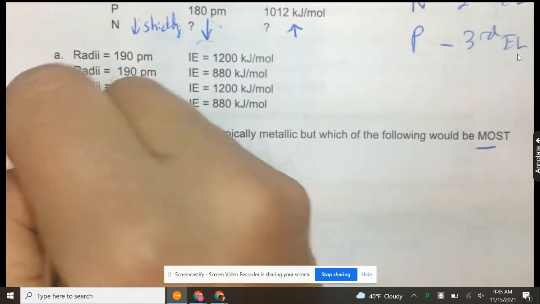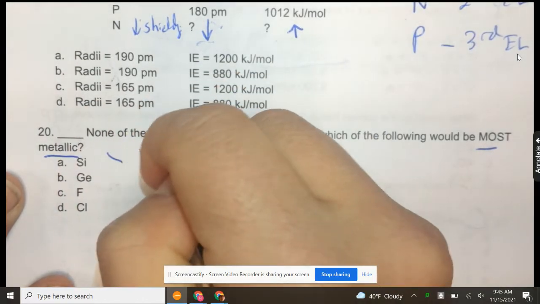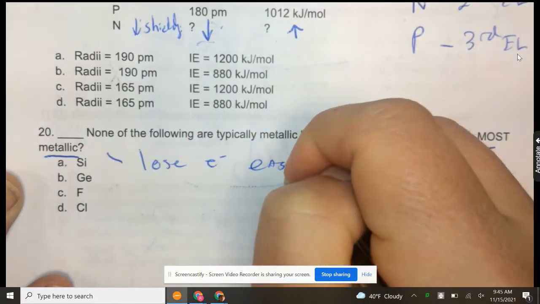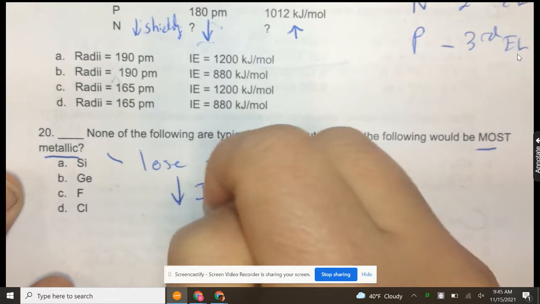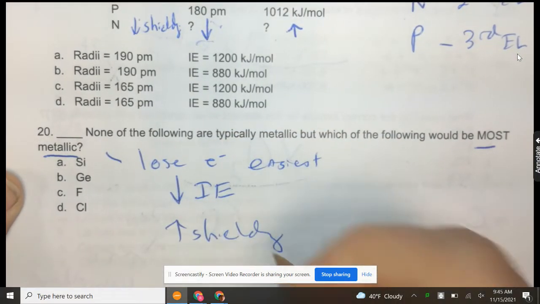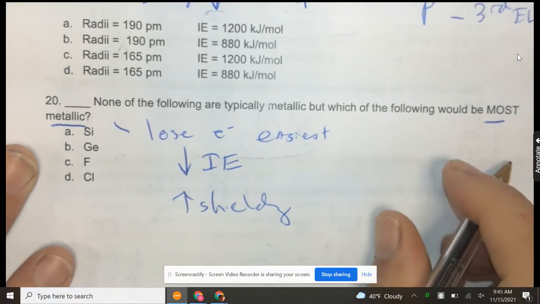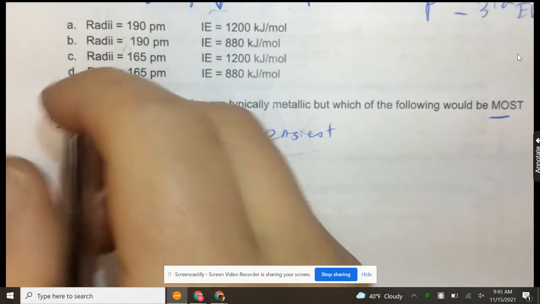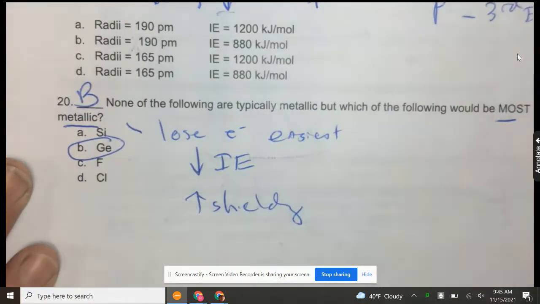Most metallic. A metallic material is the thing that loses electrons easiest, which means lowest ionization energy, which means you're looking for someone with lots of shielding and very few protons for its row. The one that fits that bill, and you can check it out yourself, is germanium.